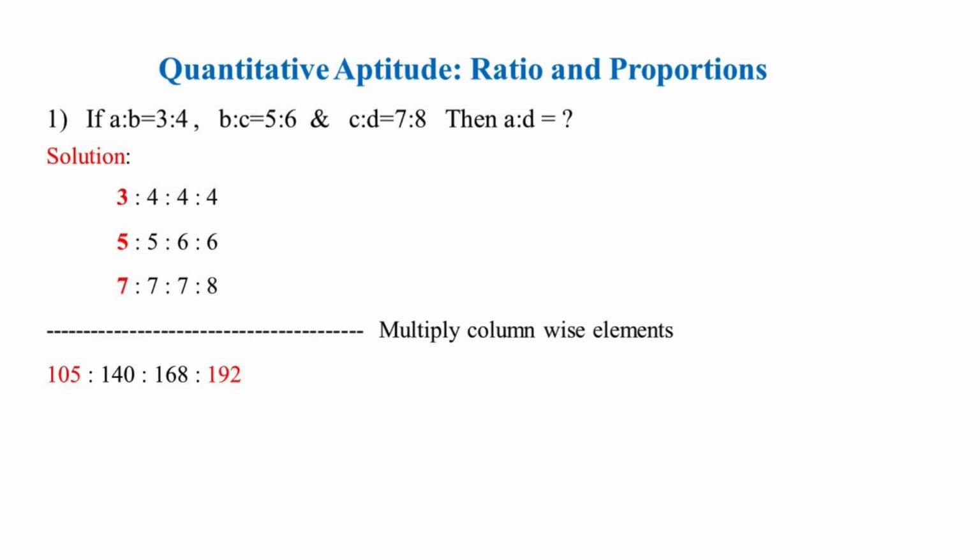Now after this we have to multiply column-wise. If we multiply column-wise, 3 5s are 15, 15 7s are 105, like that. In the second column, 4 5s are 20, 20 7s are 140, like that. We have to multiply the remaining third and fourth columns. The fourth column multiplication is 4 6s are 24, 24 8s are 192.